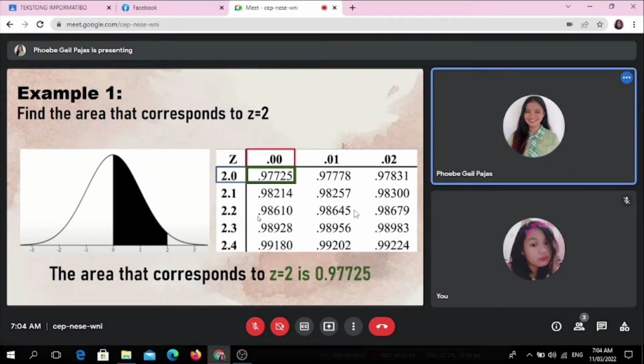So, may sample graph tayo dito. Since 2 lang yung nakalagay, we will shade it only until yung 2. So, this is our graph.